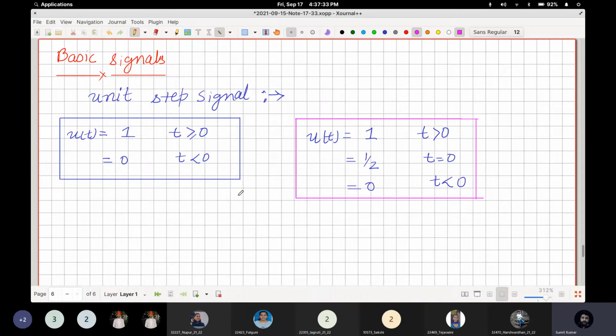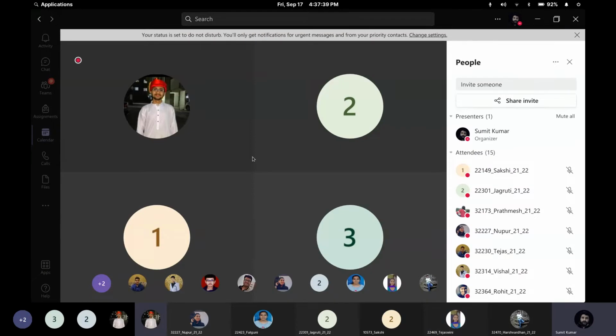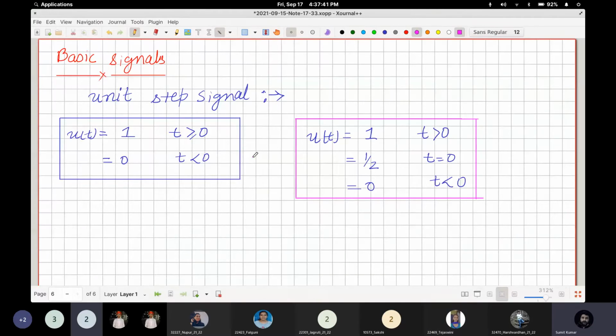Am I audible to all of you? आप लोग बोल नहीं रहे? Yes, sir. कौन सा करेक्ट है कौन सा इनकरेक्ट है? The first one is unit step. The first one is correct. And the second one?